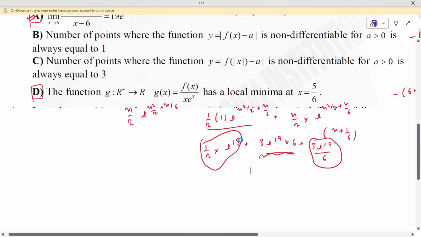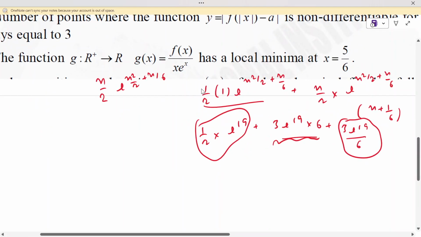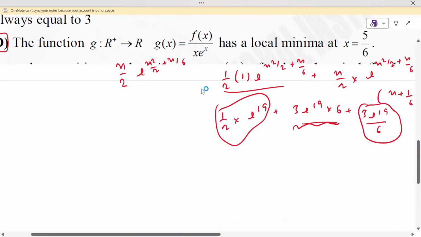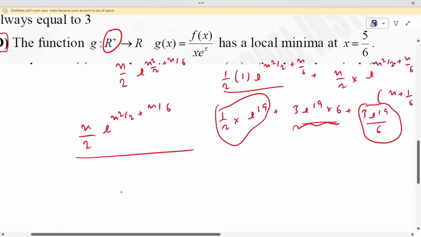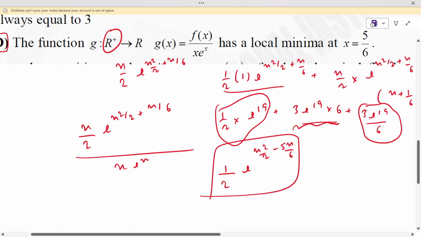So g(x) equals f(x) by x e की power x is there, so that maximum we have to comment upon. So okay. And domain is R plus, so इसको डिवाइड करना x e की पावर x से, तो कितना आ जाएगा? x लिख लेते हैं इसे, x by 2 e की पावर x square by 2 plus x by 6 divided by the x e की power x will come. So we have the 1 by 2 e की power x square by 2 plus x by 6 minus x, that is minus 5x by 6. Fine.